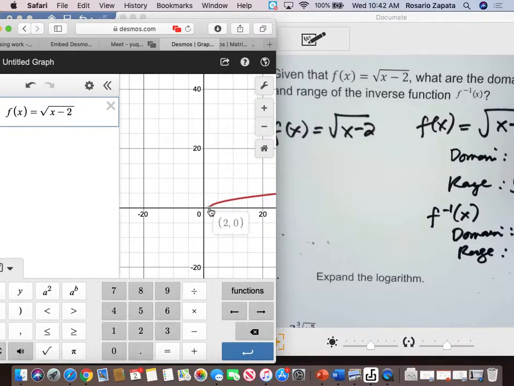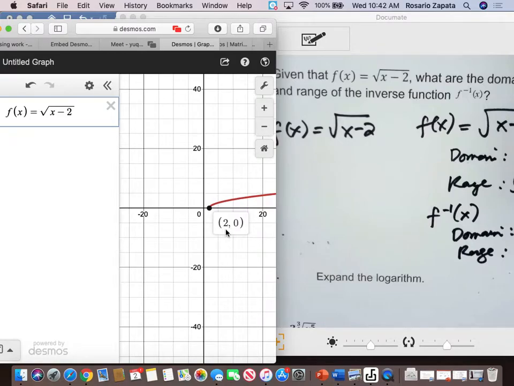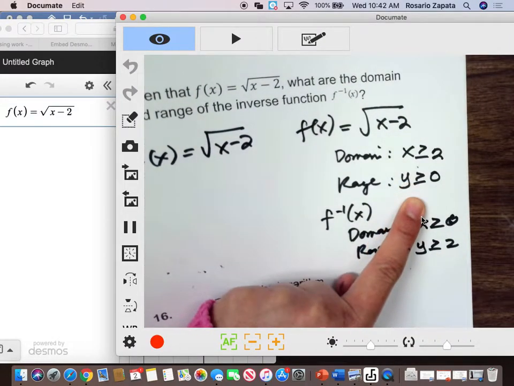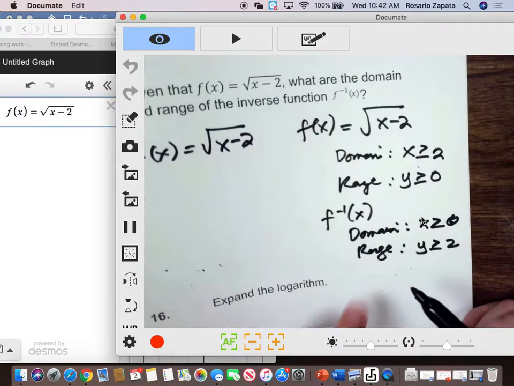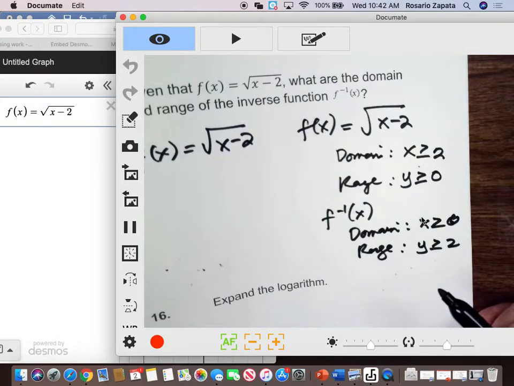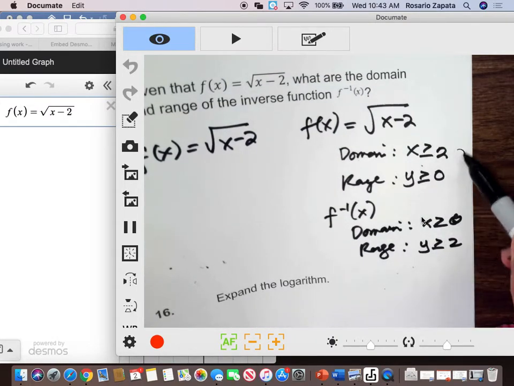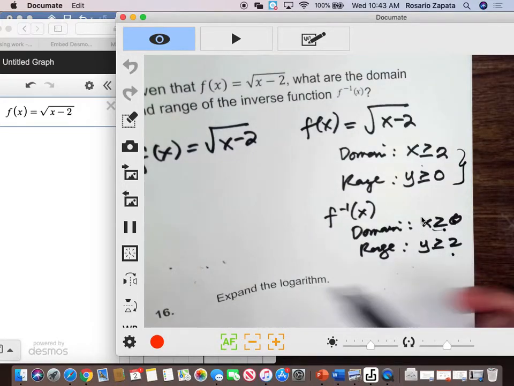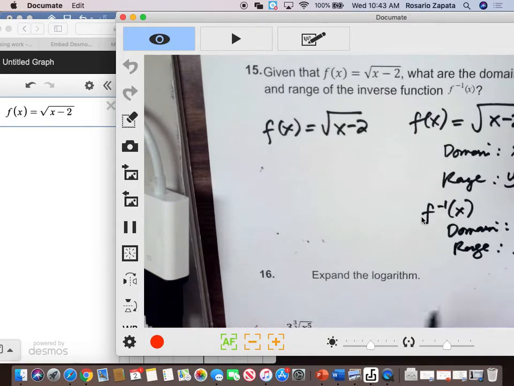Okay, you see your graph here. Your x is greater than or equal to 2, and your y is greater than or equal to 0. So therefore, the domain will be x is greater than or equal to 2 and y is greater than or equal to 0. Now, the range, because you would like it to be a one-to-one function, will be only flipping this: x is greater than 0 and y is greater than or equal to 2. But I'm going to prove it by using the inverse function.